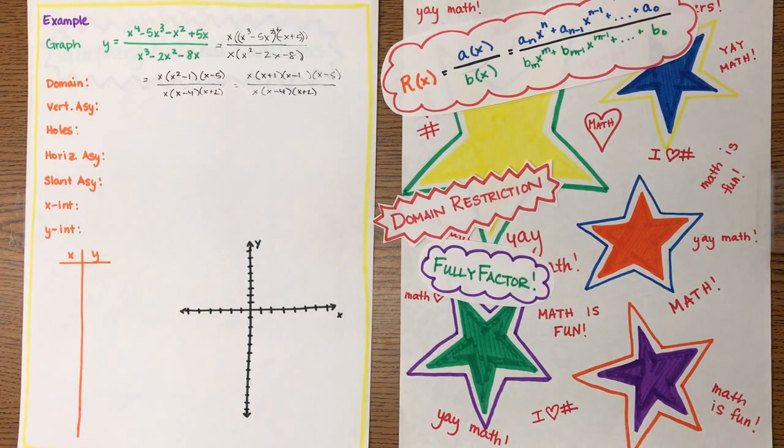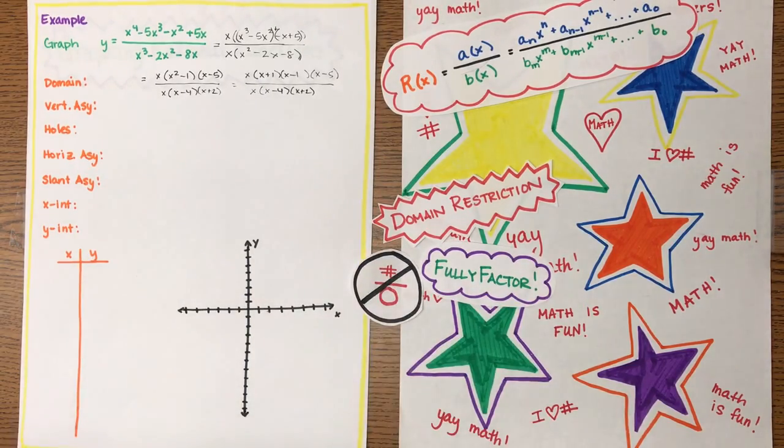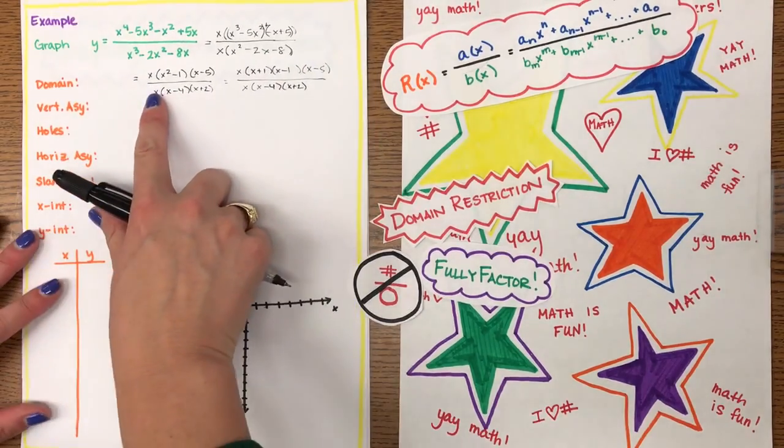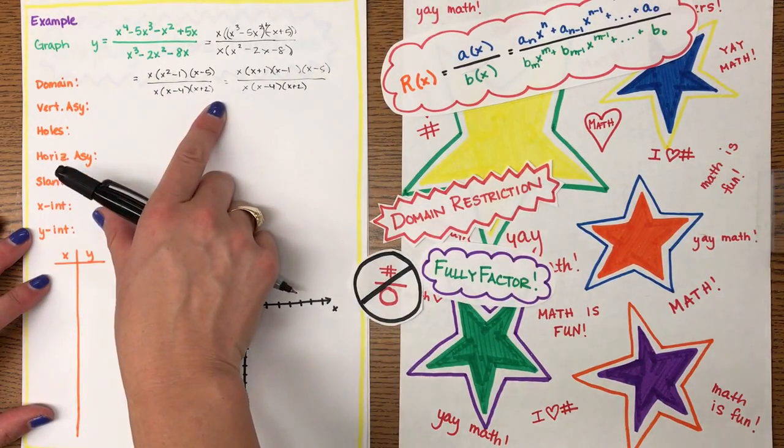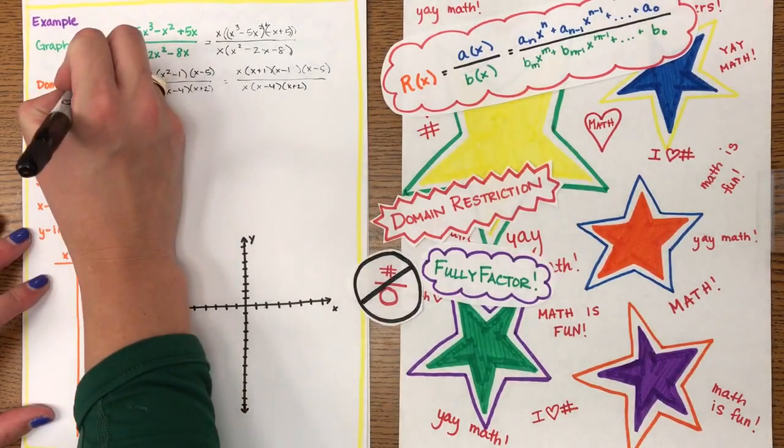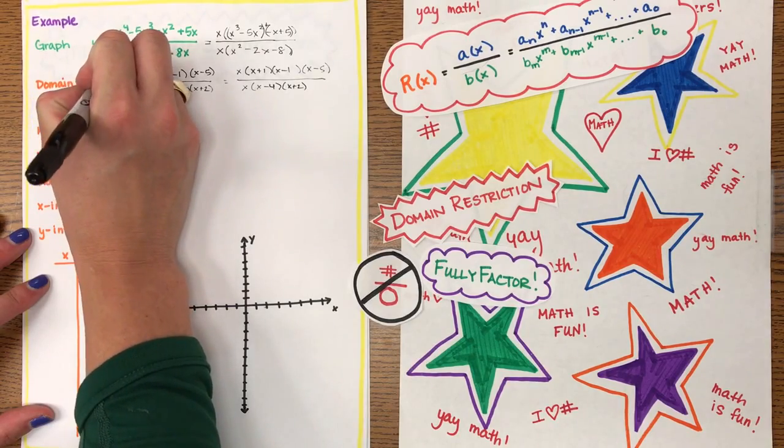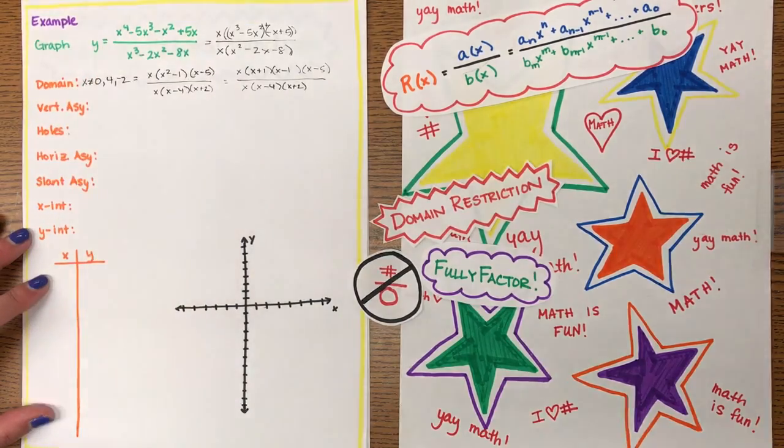So now that I have my function completely factored, I'm looking for my domain restrictions, which are when there is a number divided by 0. Any value that makes my denominator equal to 0 is going to be a domain restriction. So that is x cannot be equal to 0, 4, or negative 2.